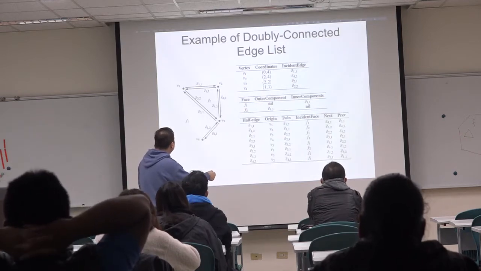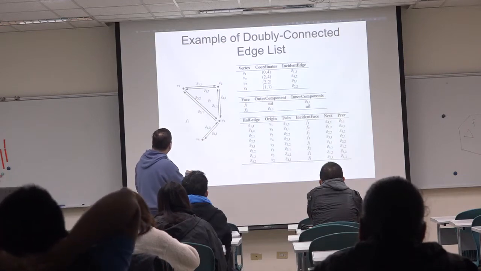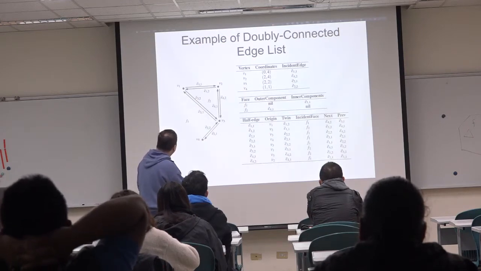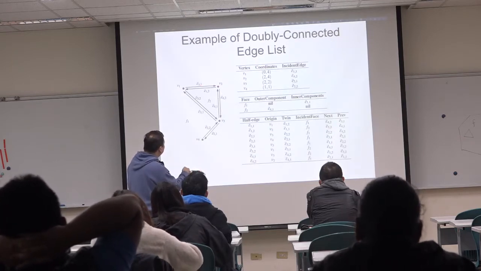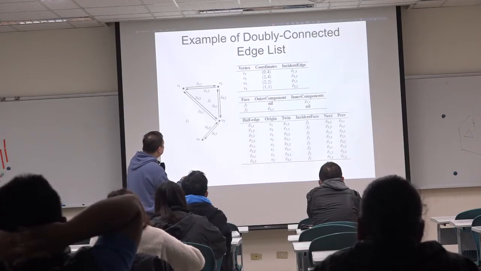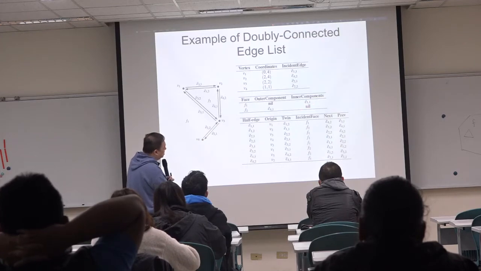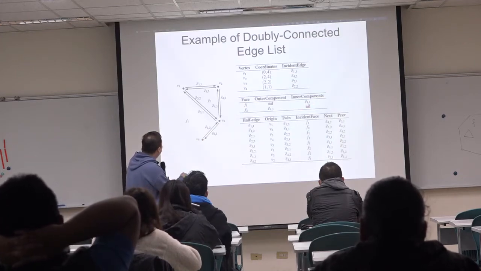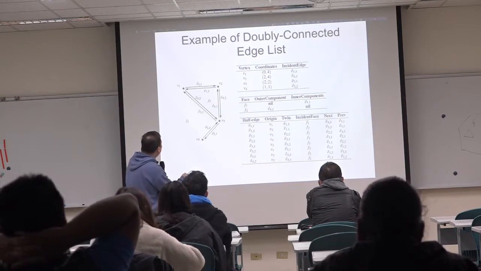So E11, you can see E11 here. For F1, this is the clockwise direction, so this represents the hole. But F2 doesn't have a hole. The inner component will be new. It doesn't have a hole. But for the outer boundary, it's going to be E41.